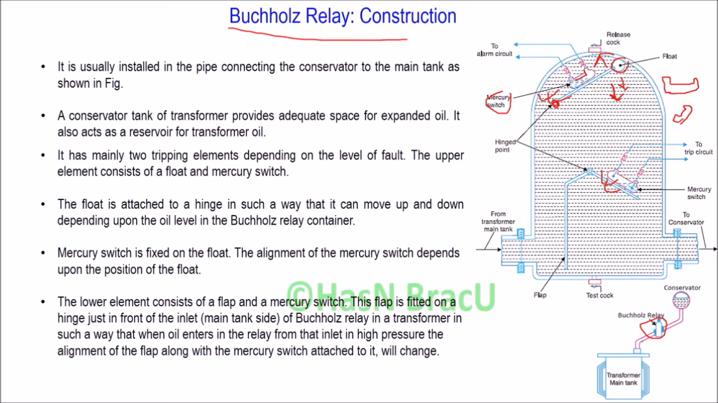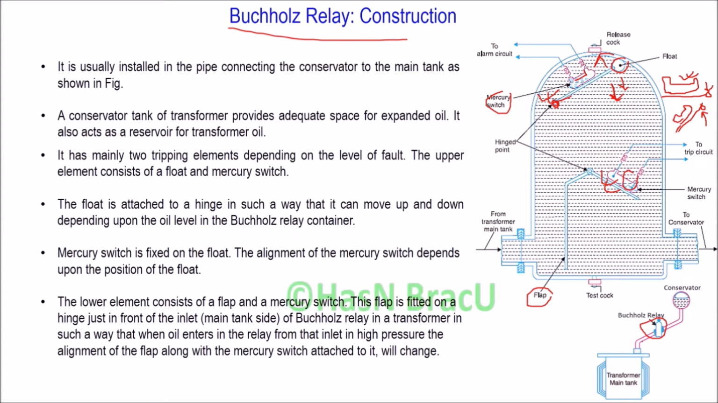Right? So this is the float. If this float is moving like this, the mercury switch position changes like this. If the float is moved upward, then the position of mercury switch also moves like this. On the other hand, the lower tripping element consists of a flap and a mercury switch.